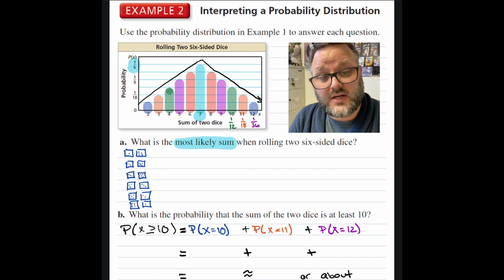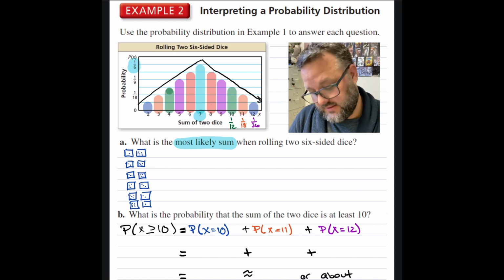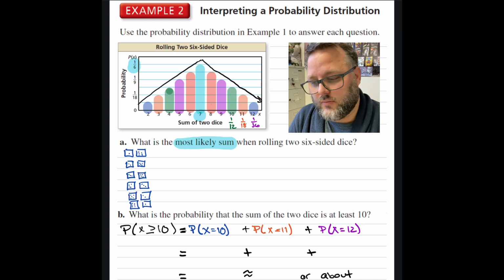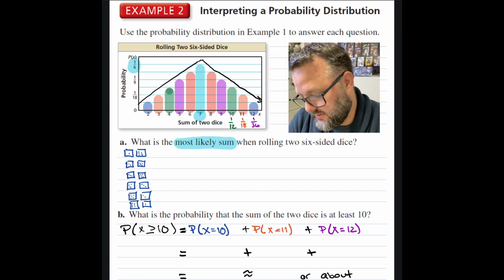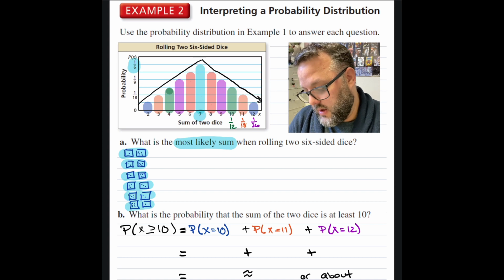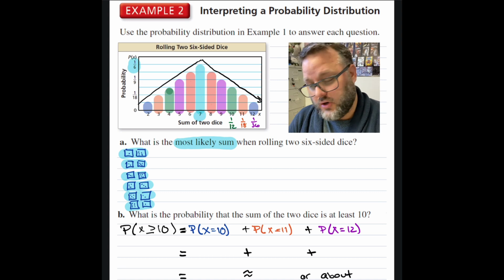So if we went back to our table, we'd be able to see that rolling a sum of 7 had a probability of 1 out of 6. We can also see that by writing down the dice. As an example, 1 and 6 make 7, 2 and 5, 3 and 4, 4 and 3, 5 and 2, 6 and 1. Now, notice that we could have 1 and 6 and 6 and 1.